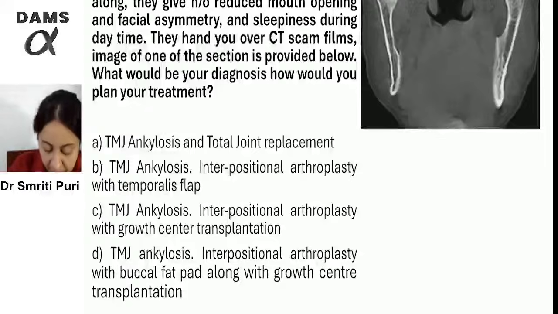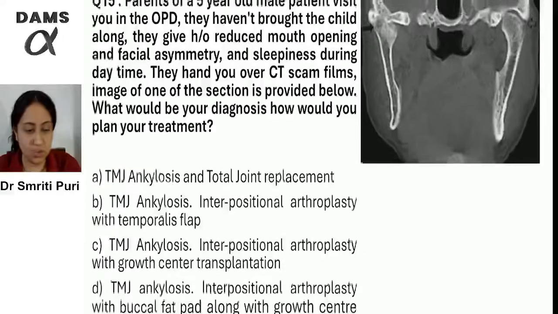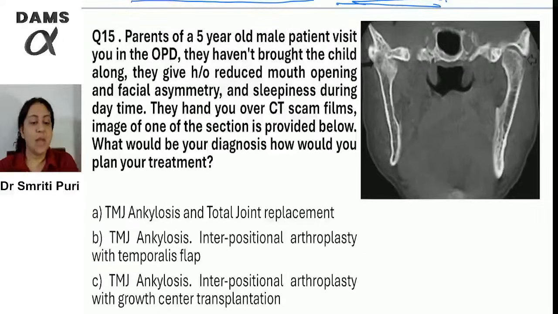Now, coming to the next question, question number 15. Parents of a 5-year-old male visit you in OPD. They haven't brought the child along. They give history of reduced mouth opening, facial asymmetry and sleepiness during daytime. They hand over the CT scan films and an image of one of the sections is provided below. What would be your diagnosis and how would you plan your treatment?